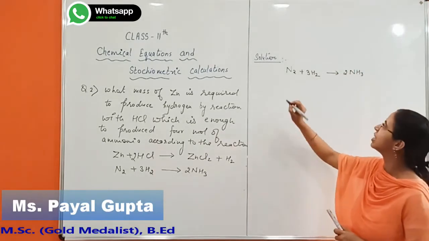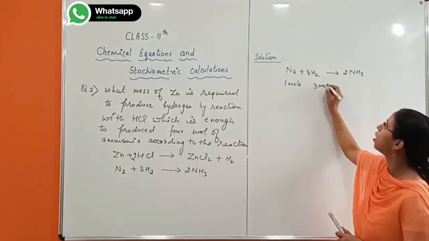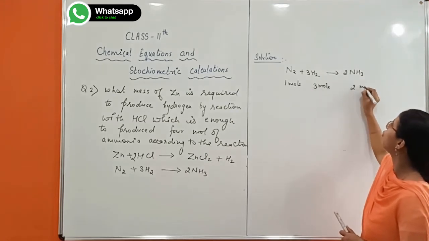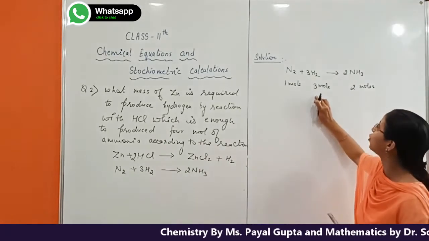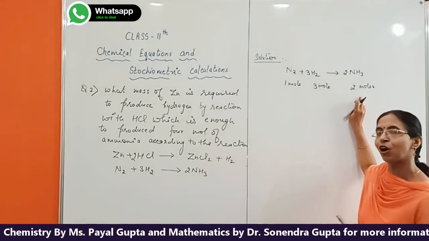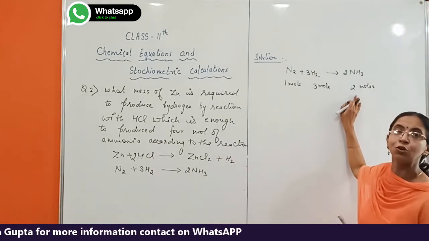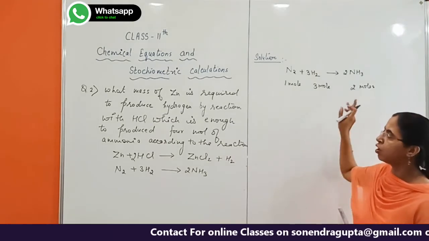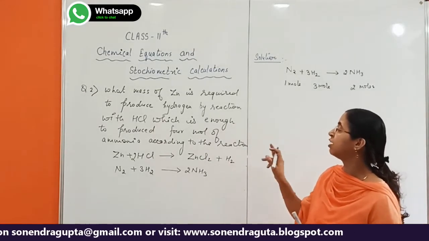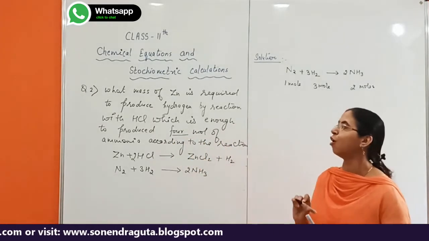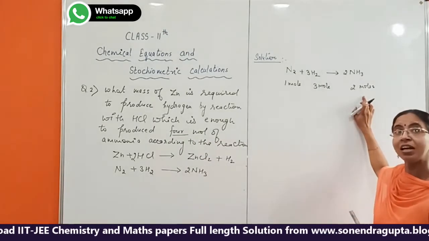Now what this reaction says is that here it is 1 mole of N2, 3 moles of hydrogen and 2 moles of ammonia. So 3 moles of hydrogen are needed to produce 2 moles of ammonia. What is required here? What we want is 4 mole of ammonia here. Okay, so 3 moles will give you 2 moles.